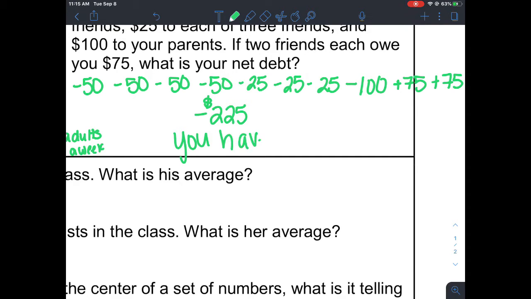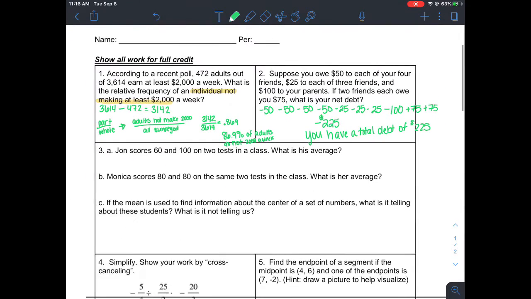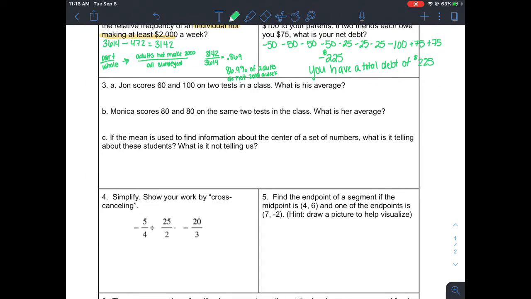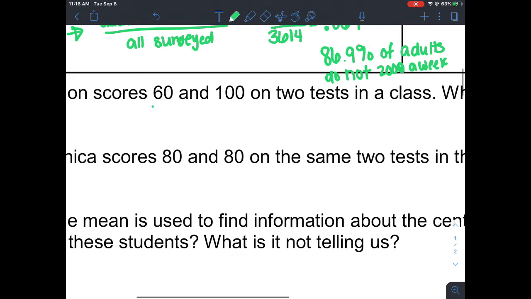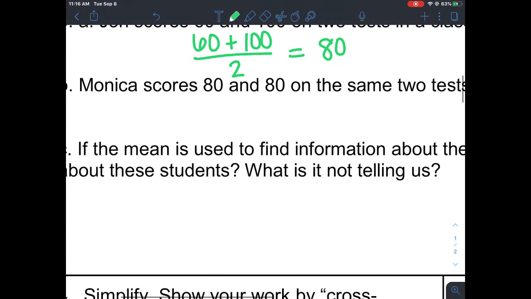You have a total debt of $225. Number 3, John scores 60 and 100 on 2 tests in a class. What is his average? Well, we have 60 points plus 100 points out of 2 tests. So our average is 160 divided by 2, 80 points or percent.